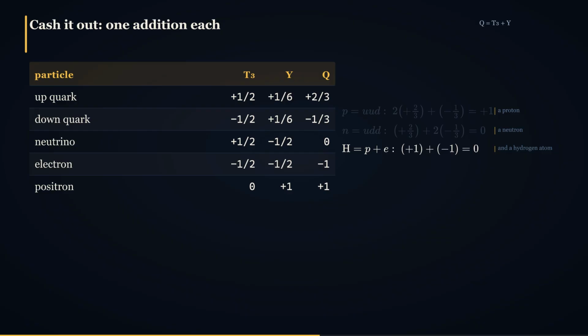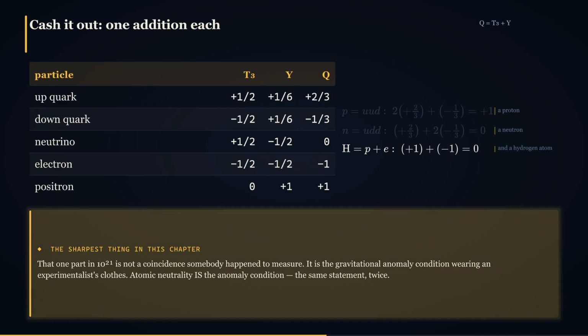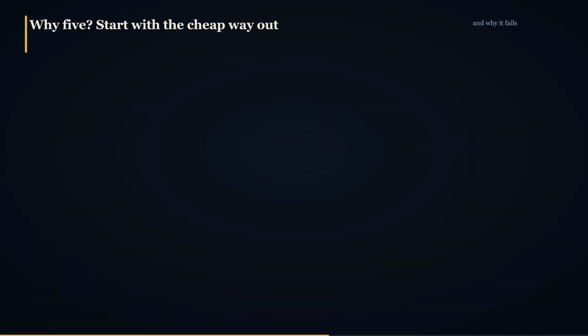That one part in 10 to the 21 is not a coincidence somebody happened to measure. It is the gravitational anomalies condition wearing an experimentalist's clothes. Atomic neutrality is the anomalies condition. They are the same statement. One question left about the setup. Why 5 pieces? Why not 4 or 3?